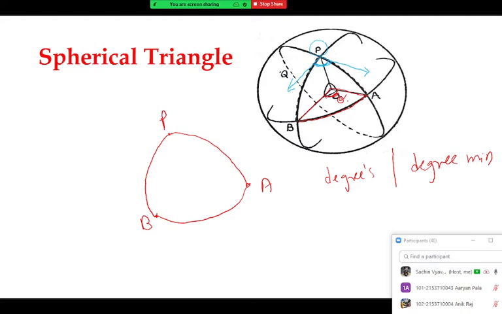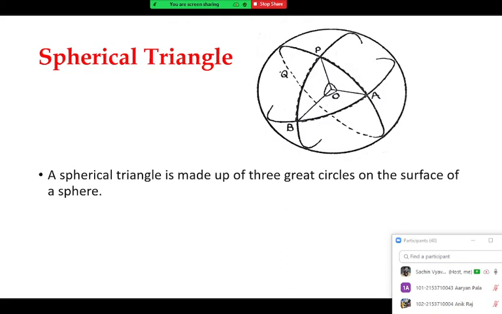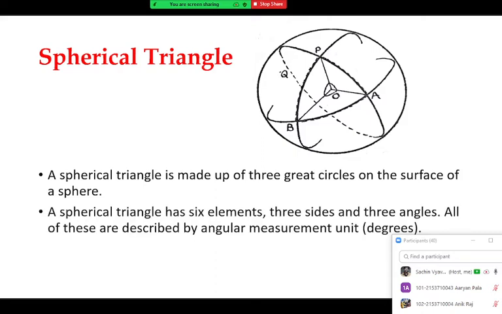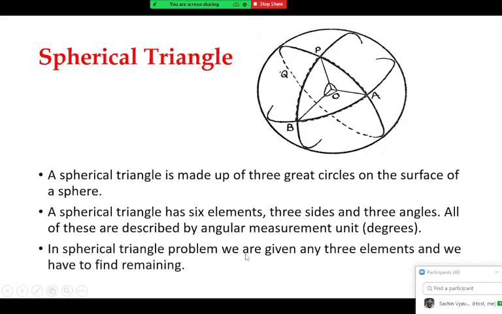First of all, let me tell you what we are going to do throughout the topic. Out of these 6 components, every time we are given any 3 components, and we have to find out one of the remaining. So that is how we are going to deal with this topic. These are the important properties: a spherical triangle is made up of 3 great circles. It has 6 elements, 3 sides and 3 angles, and given any 3 elements, we have to find one of the remaining, or all 3 remaining.